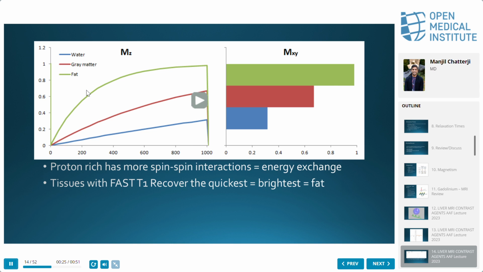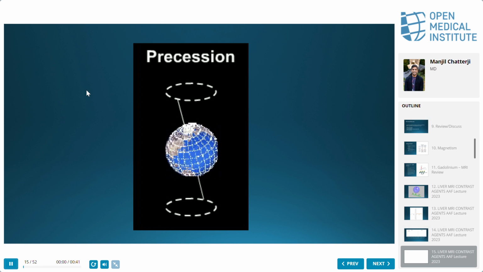Well, fat is full of protons, so it is going to return back to the z-axis the quickest. Gray matter is in between, and water is the slowest because it is a large molecule and it doesn't spin very fast to begin with. So you can imagine that at 63%, here you can see differences between these signals. Whereas here, it's very difficult to measure a signal difference, and without any RF pulse, it's also very difficult to measure a signal difference.